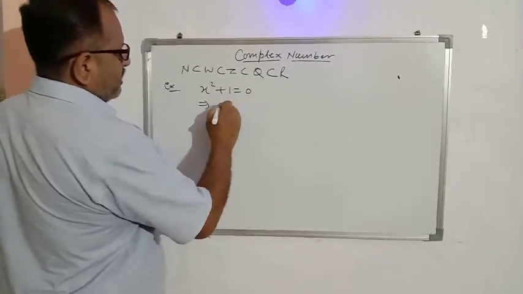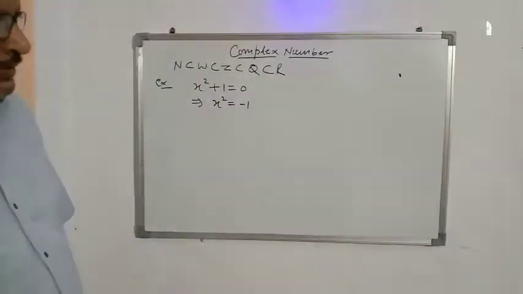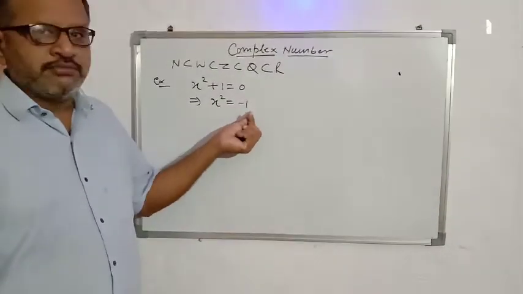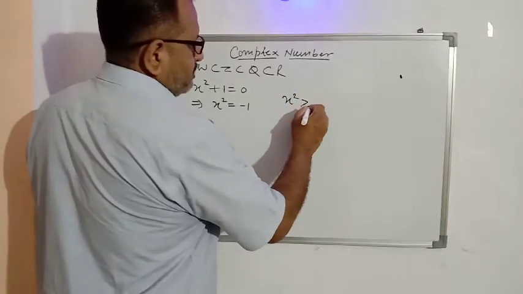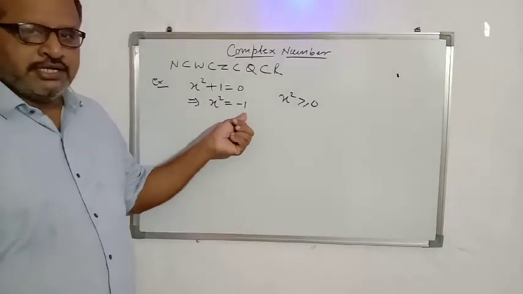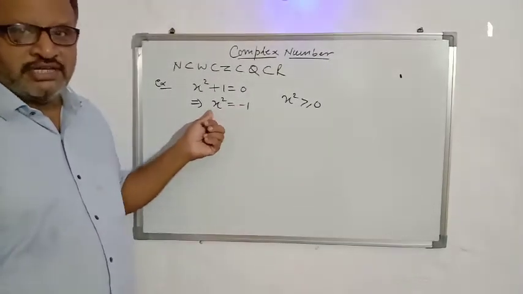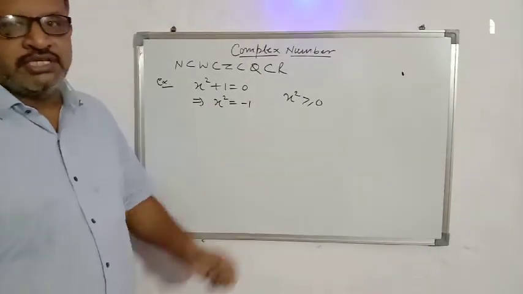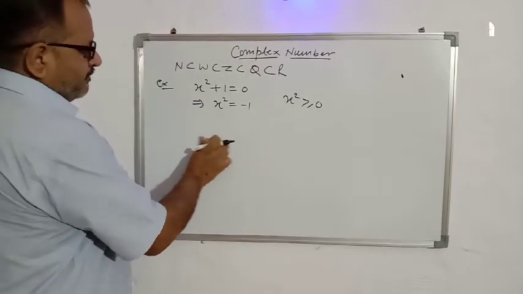If we transpose 1 to the right side, we will get x square is equal to minus 1. We know that the square of any real number cannot be negative. X square is always greater than or equal to 0. It cannot be negative. So we cannot solve it for real values of x, meaning we cannot get any real solution of this equation, because the square of any real number is always positive.